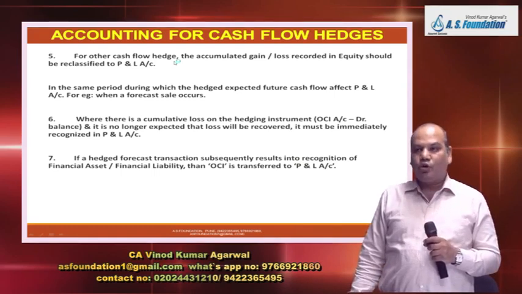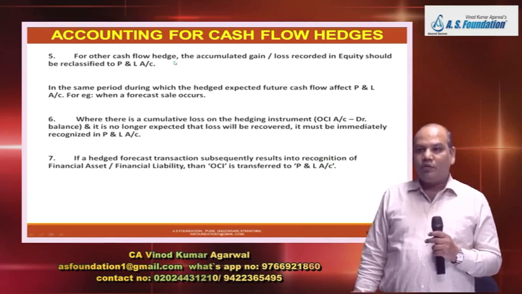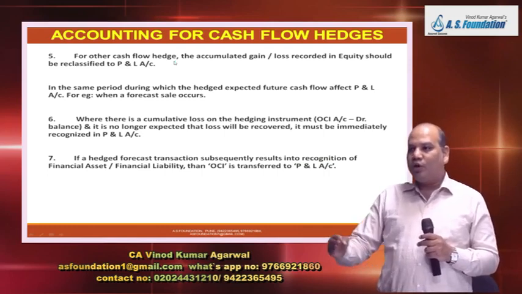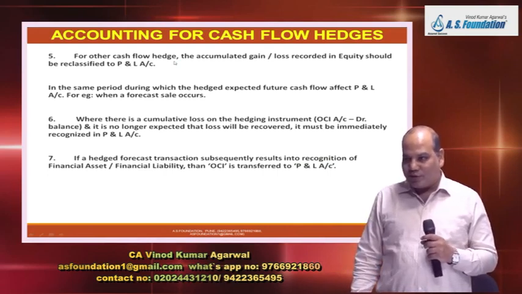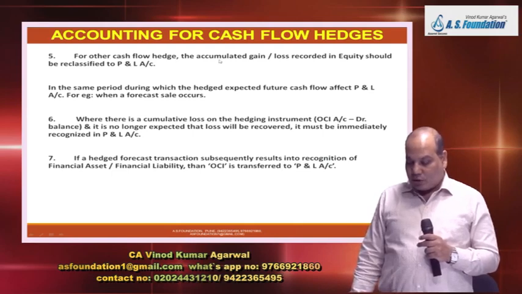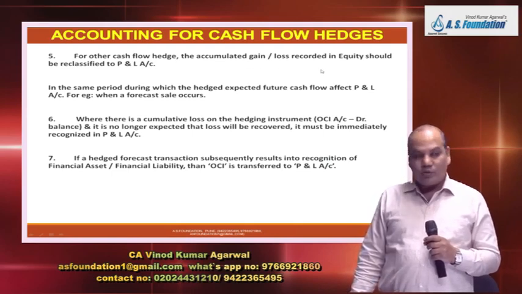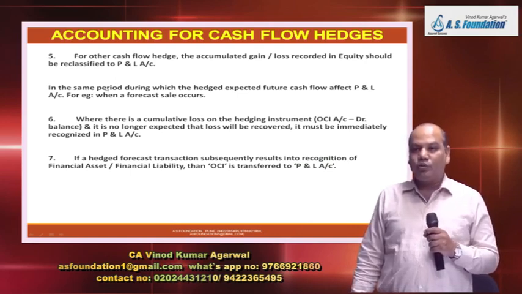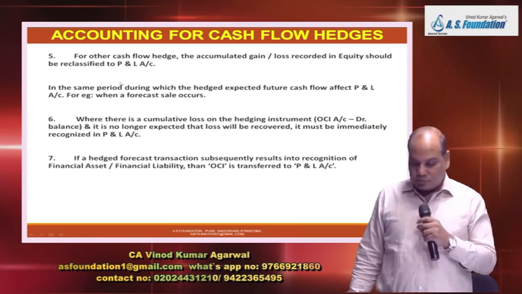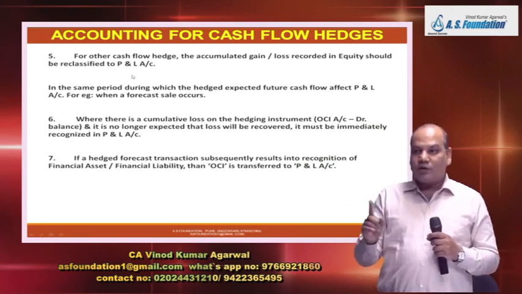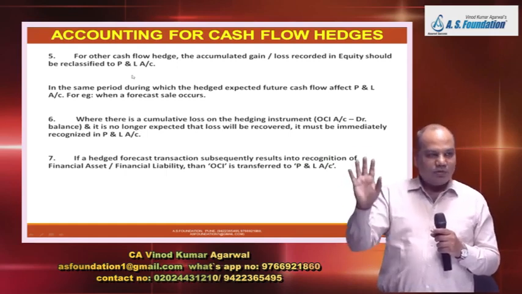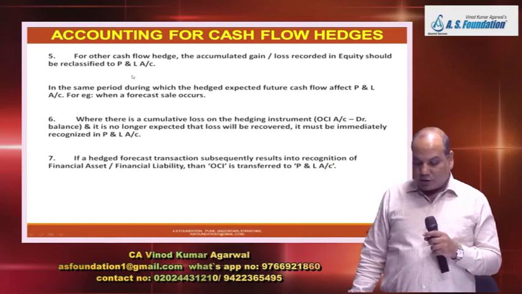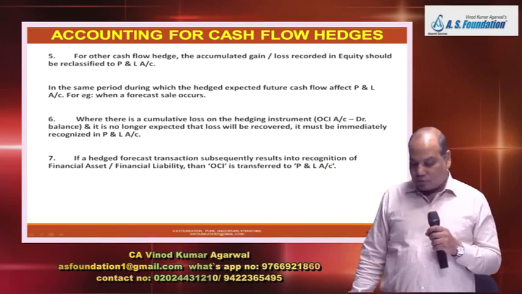Hedging is not for a non-financial asset. So mostly it will be financial asset only. Is it right? So in that case, the cumulative gain or loss which is recorded in equity will be reclassified to profit and loss account. But for non-financial asset like machinery, inventory, it will be adjusted against that item. But for financial asset item, it will be transferred to profit and loss account.